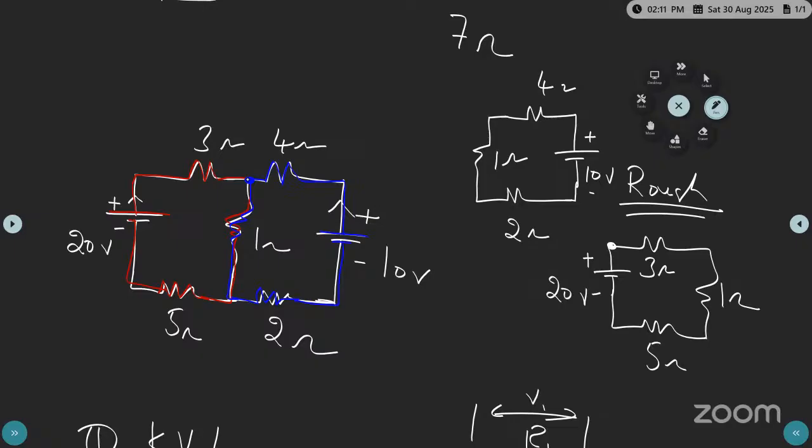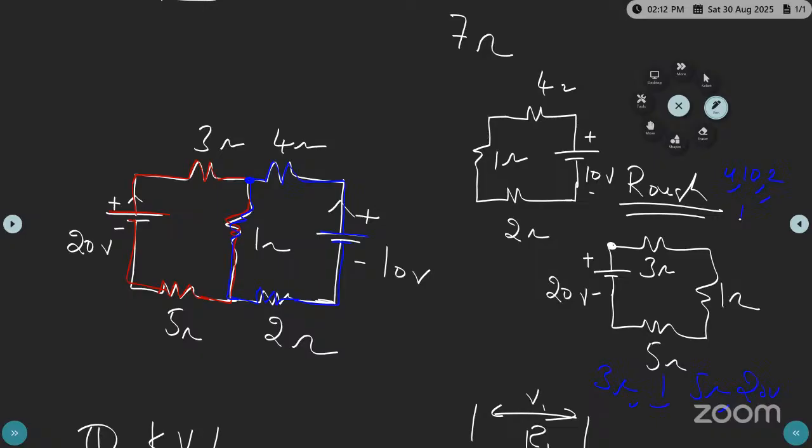Now you tell me, is there any element which is common for both loops? What is the name of the resistor? 1 ohm. So 1 ohm is a common element, available for loop 1 and also for loop 2. Can you write down the loop 1 elements here? Loop 1 elements: 3 ohm, 1 ohm, 5 ohm, 20 volt source. Loop 2 elements: 4, 10, 2 and 1.